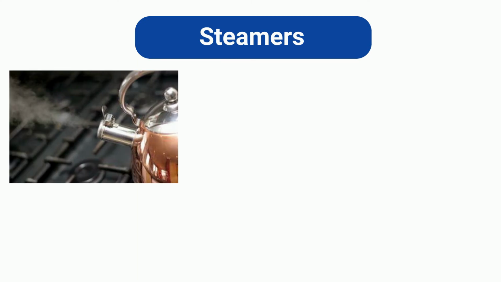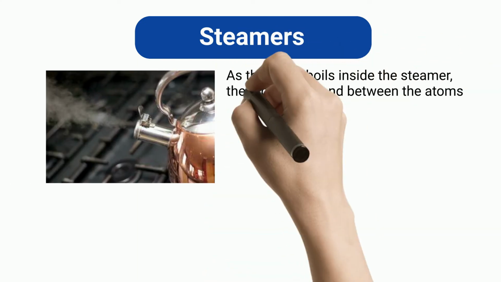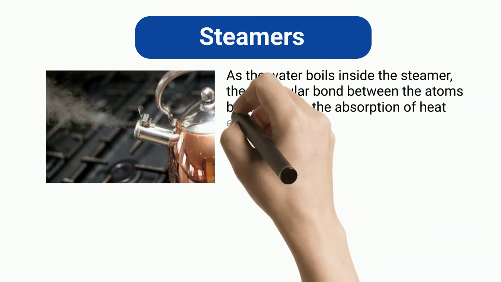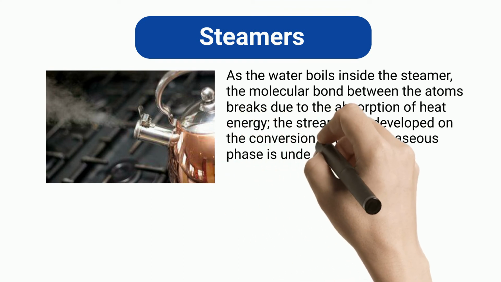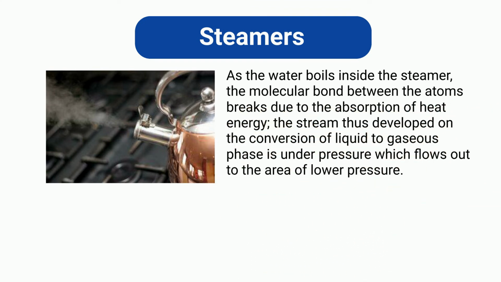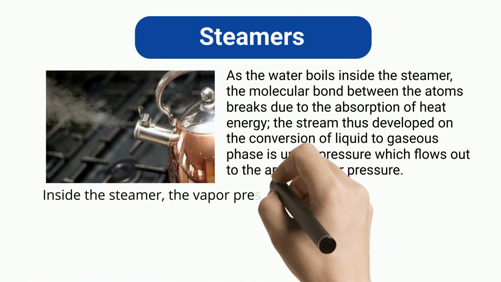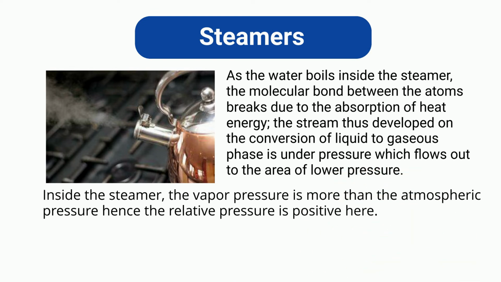Steamers. As the water boils inside the steamer, the molecular bond between the atoms breaks due to the absorption of heat energy. The steam thus developed on the conversion of liquid to gaseous phase is under pressure, which flows out to the area of lower pressure. Inside the steamer, the vapor pressure is more than the atmospheric pressure, hence the relative pressure is positive here.